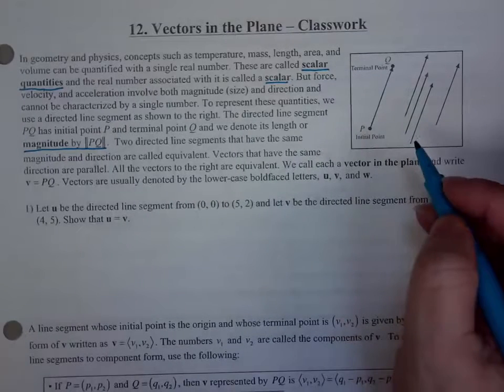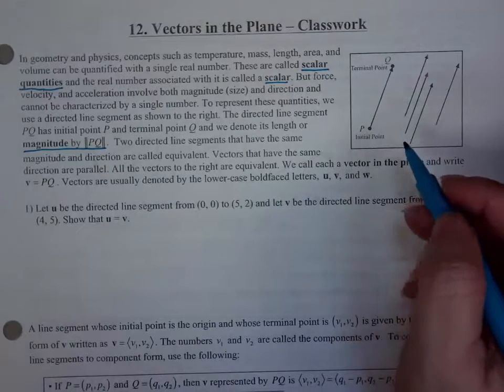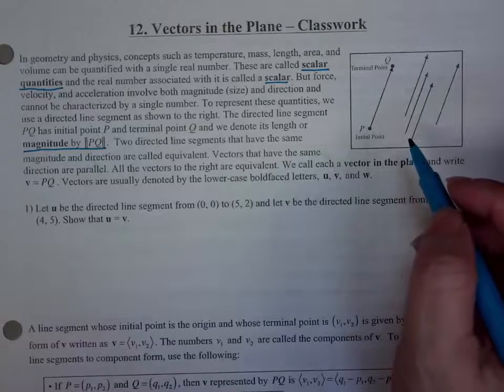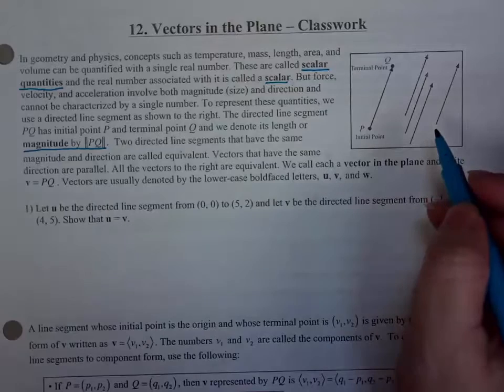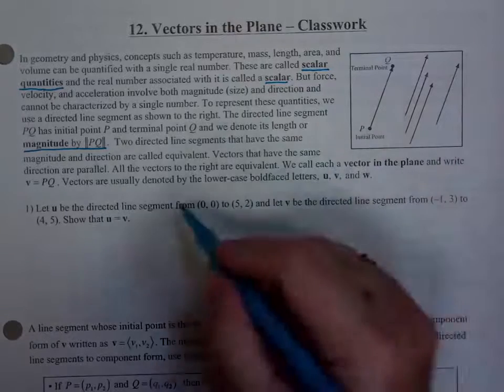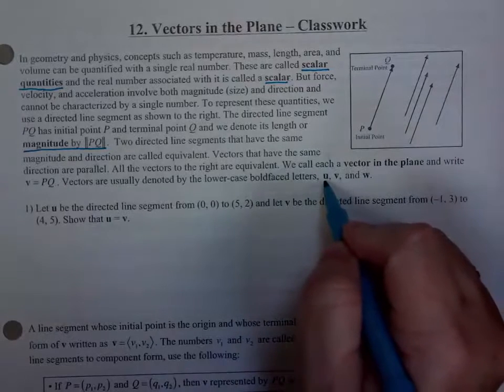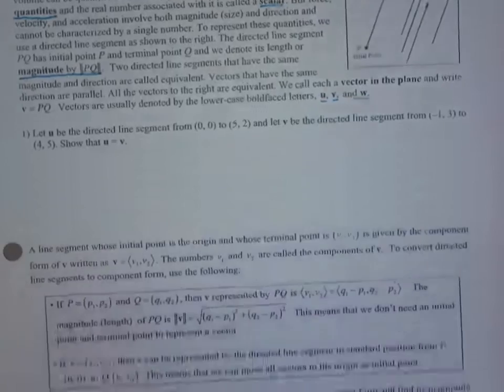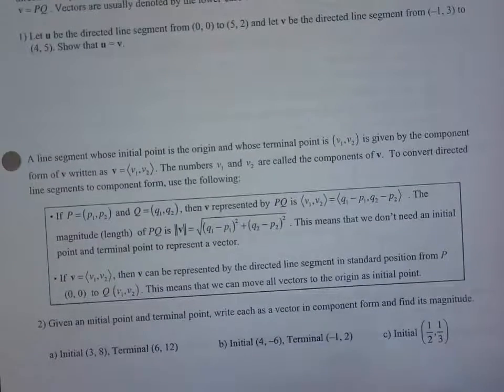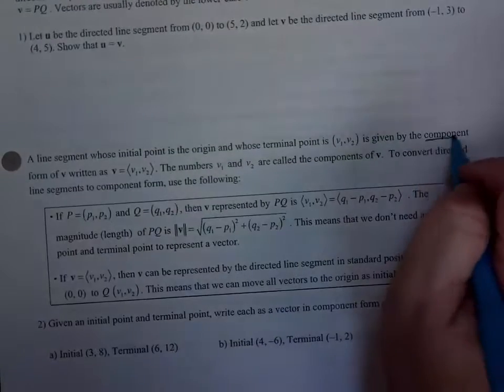When you get into college, you will learn about three-dimensional vectors that go up into space. So they will have three components to their direction and three-dimensional graphing. Usually lowercase bold-faced letters, U, V, and W, are the common letters used for vectors. Okay, we're going to jump down to the next part down here. We're going to talk next about what is called component form.